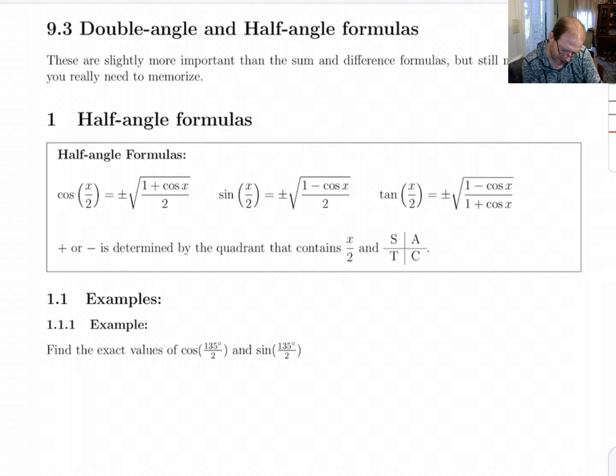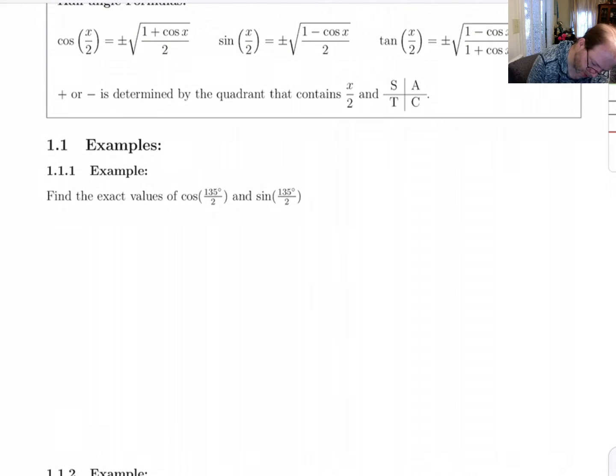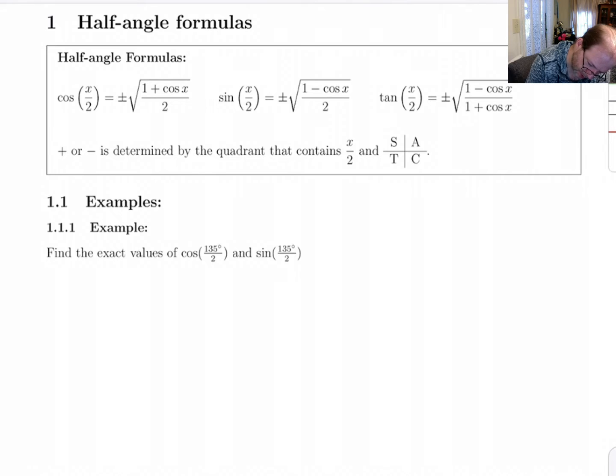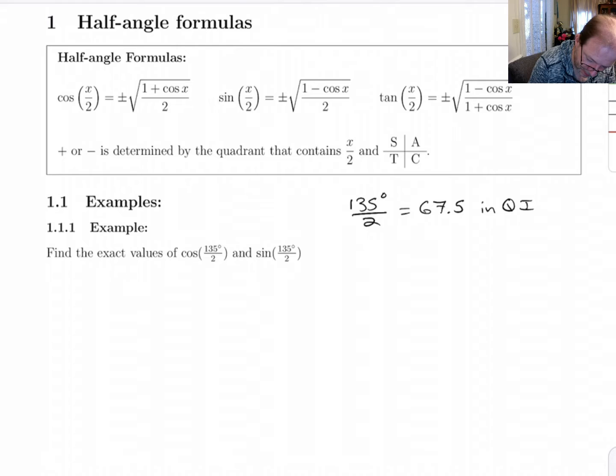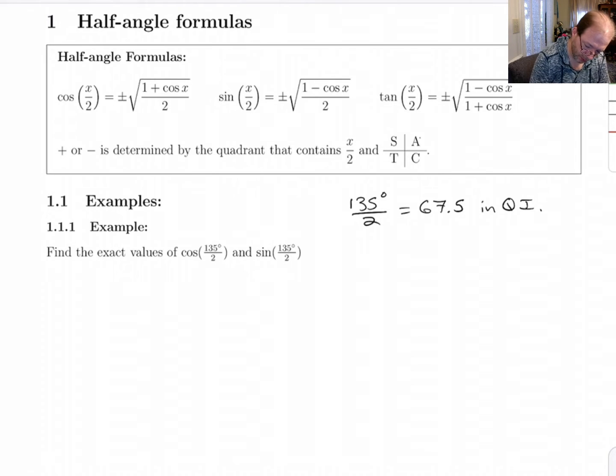This first example says find the exact values of cosine 135 degrees over 2 and sine 135 degrees over 2. All right, so first up, let's figure out which quadrant this is in. 135 over 2 is, what is that, 67.5? Yeah, 67.5. And so that's in quadrant 1. So therefore, we know that we're over here, and so sine and cosine are both going to be positive.